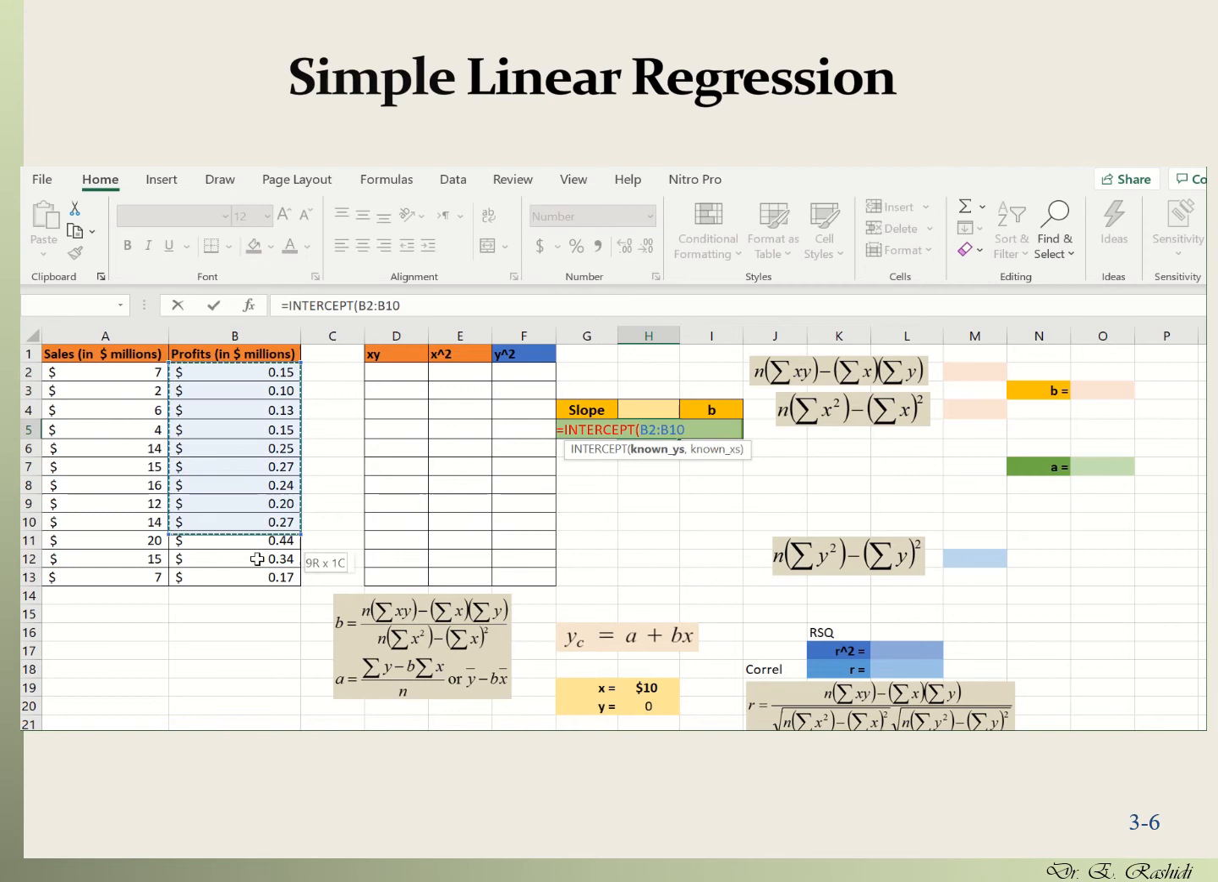So I'm going to grab the profit data first, and then comma, and then the second set of data is the x variables, or here the independent variable, which is sales. So I'm going to grab all the data for sales as well. Then I'm going to close the parentheses and hit enter, and that's it. So the intercept is 0.0506.